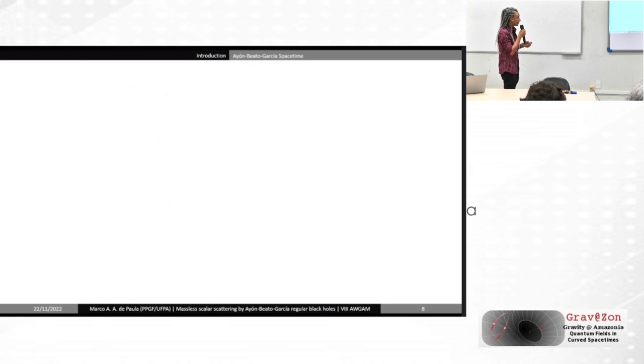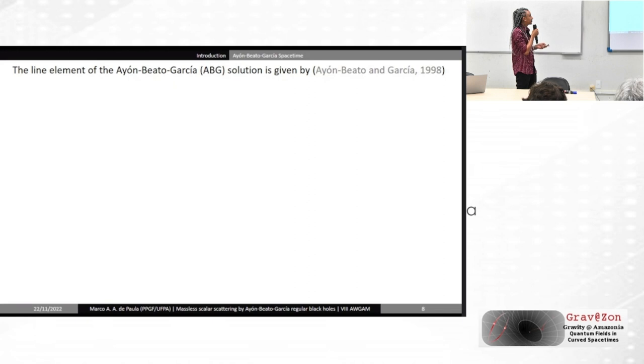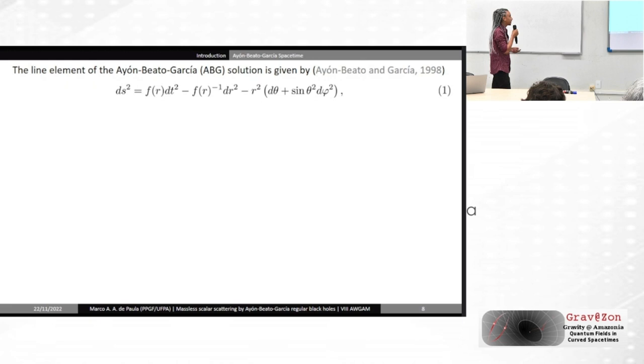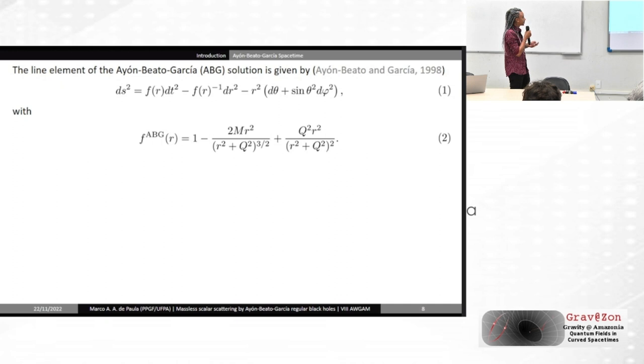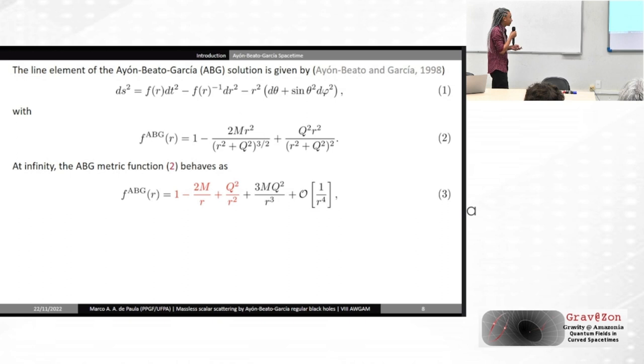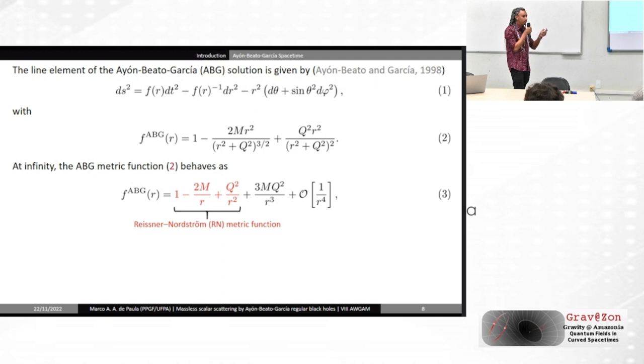So the ABG space-time is given by this line element here, which is a static and spherically symmetric space-time, where the metric function is given by this equation 2, where m is the mass and q is the electric charge, right? So at infinity, the ABG metric function behaves as given by equation 3, where these red terms here are actually the Reissner-Nordström metric function. And that is a manifestation of the fact that the ABG model satisfies a correspondence with the Maxwell theory in the weak field limit.